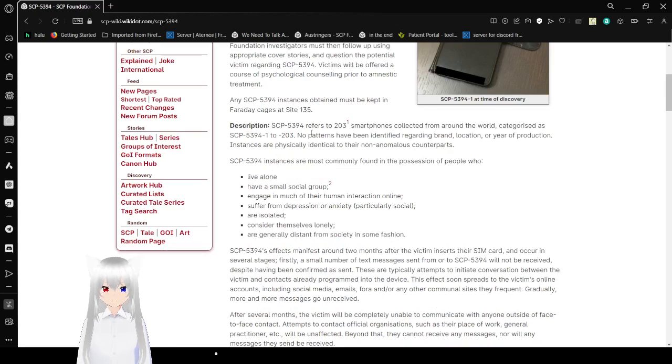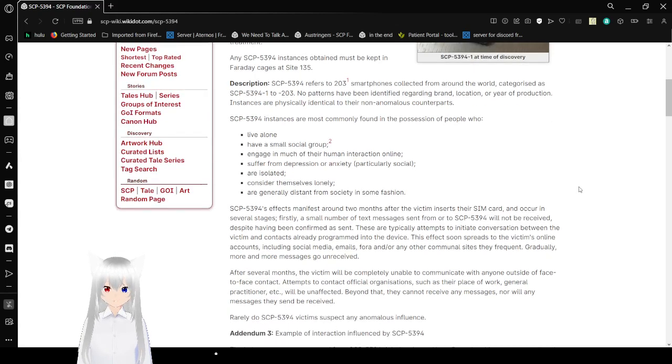Description: SCP-5394 refers to 203, at time of writing, smartphones collected from around the world, categorized as SCP-5394-1 to SCP-5394-203. No patterns have been identified regarding brand, location, or year of production. Instances are physically identical to their non-anomalous counterparts.